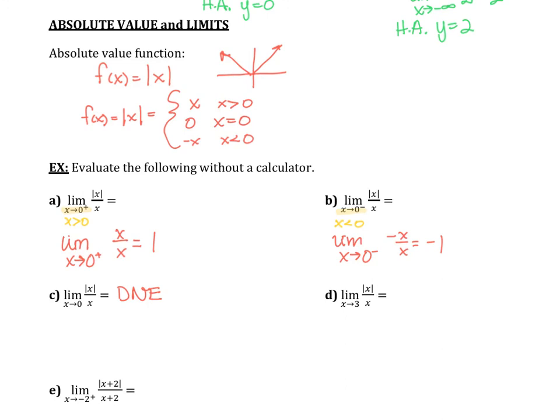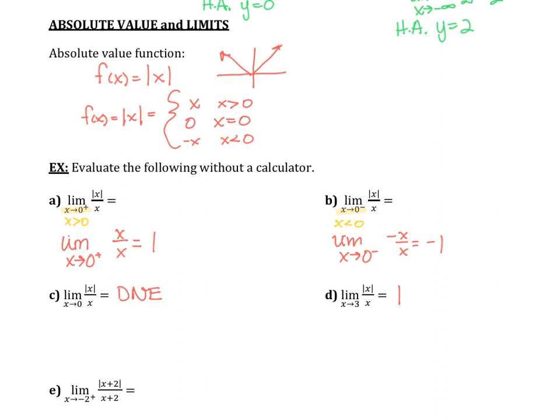All right, try the next one. What do you think? Okay, this limit is 1, because we can just substitute in 3. 3 doesn't cause any problems. It doesn't give us any issues. The absolute value of 3 is 3, divided by 3. So the limit as x approaches 3 is 1.